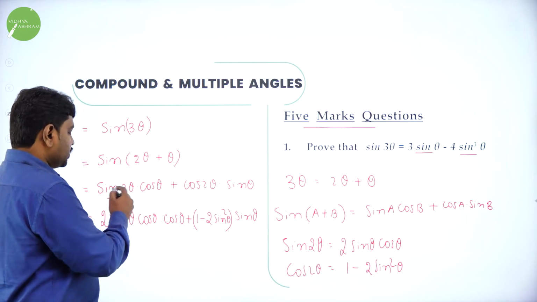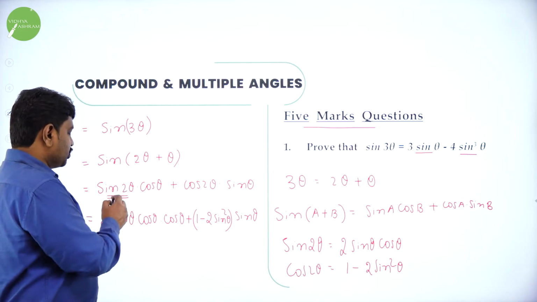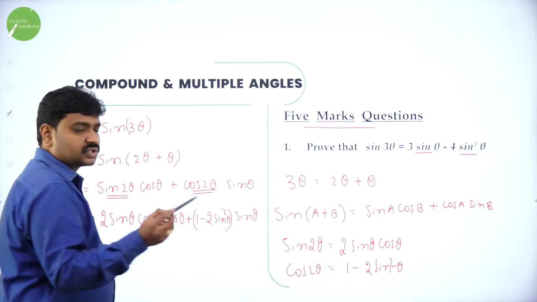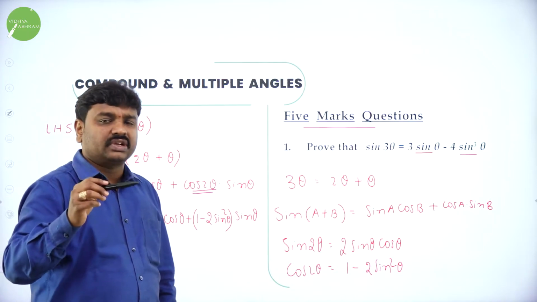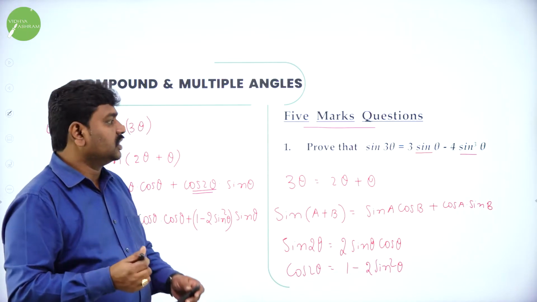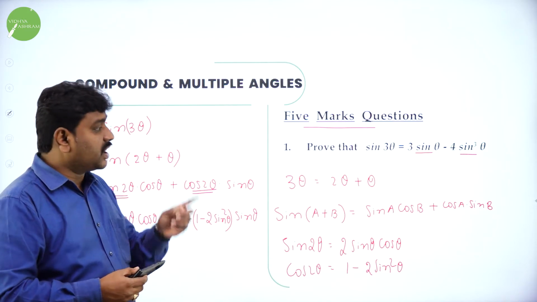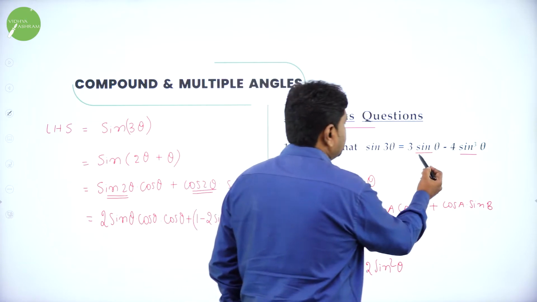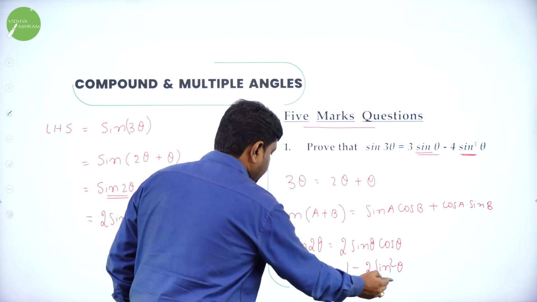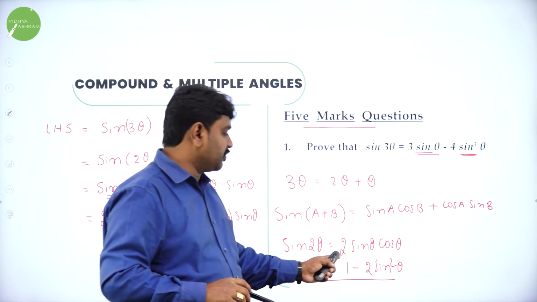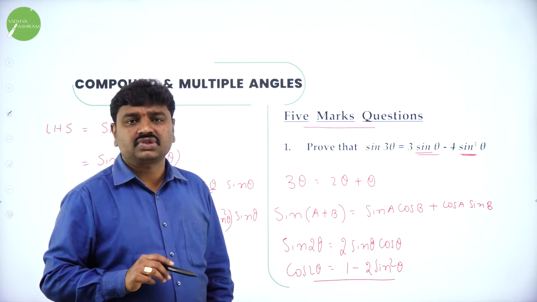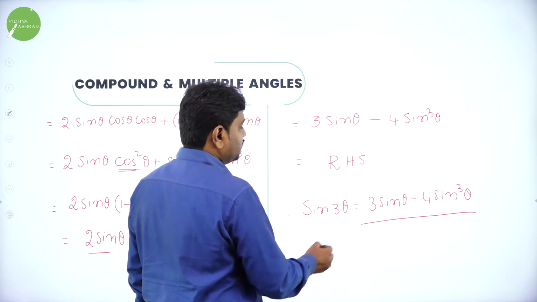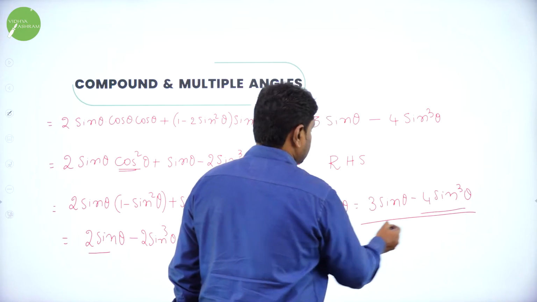Further, to simplify we use multiple angles. Sine 2 theta can be written as 2 sine theta cos theta. Cos 2 theta we have 4 formats: cos square theta minus sine square theta, 2 cos square theta minus 1, 1 minus 2 sine square theta, and 1 minus tan square by 1 plus tan square. I am using 1 minus 2 sine square theta. Why? Because when you observe, RHS is made up of only what? Sine. So that's why the relevant formula is what? Cos 2 theta, write it in the form of sine. Cos 2 theta can be written as 1 minus 2 sine square theta. So after you simplify, you will get sine 3 theta. Sine 3 theta is what? 3 sine theta minus 4 sine cube theta.